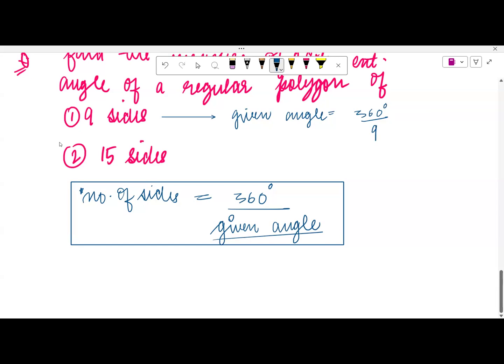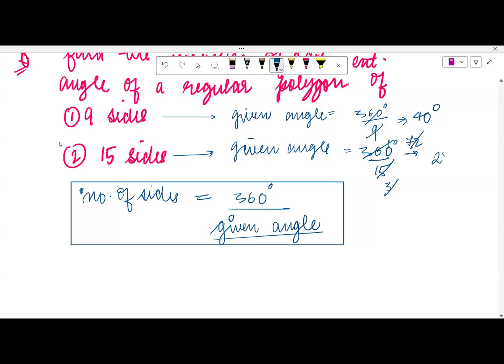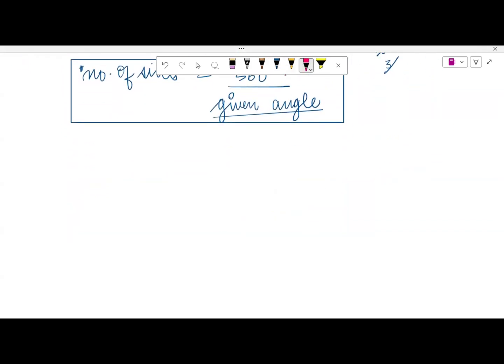Okay, so you get 40 degree, and over here the given angle will be 360 degree divided by 15. Twenty-seven degree. 24 degree, I'm sorry. Okay, is this clear to you? Yes, ma'am. Okay, then tell me this question.